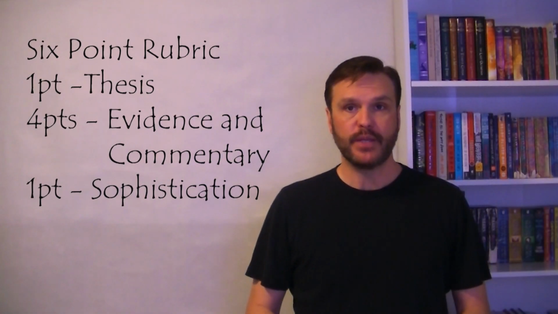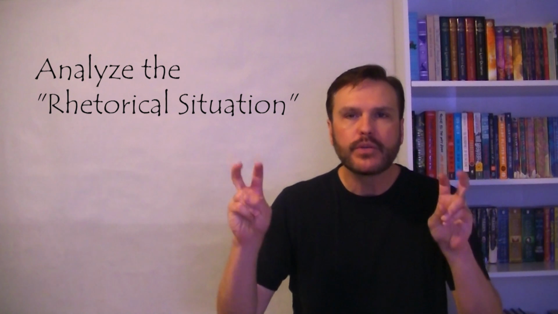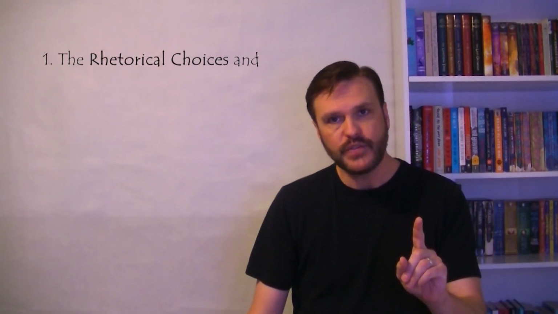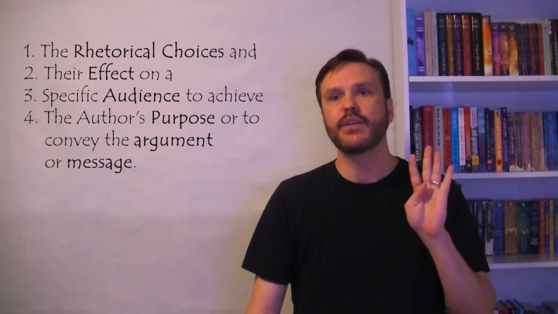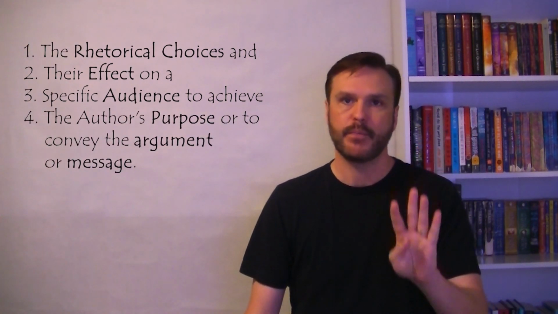The new 6-point rubric talks about the rhetorical situation, which is a reminder to us that we should always analyze rhetoric in context. In order to do that, I highly recommend that you focus on 4 essential elements of an analysis essay: the rhetorical choices and their effect on a specific audience in order to convey the author's argument, purpose, or message. So let's begin with the first step, identifying the author's rhetorical choices.